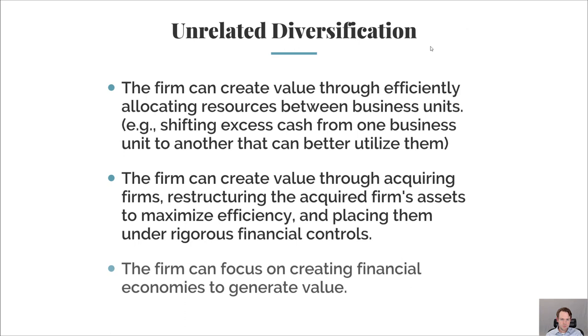Unrelated diversification. A firm pursuing this strategy can create value through efficiently allocating resources between its various business units. For instance, shifting excess cash from a business unit that has a lot of resources but not a great place to reinvest them to another business unit that is needing cash but could give a better ROI for the corporation. The firm can also create value through acquiring firms, restructuring those firms' assets to maximize efficiency, and placing them under rigorous control. So basically, investing wholly in a company to maximize it as an investment opportunity.